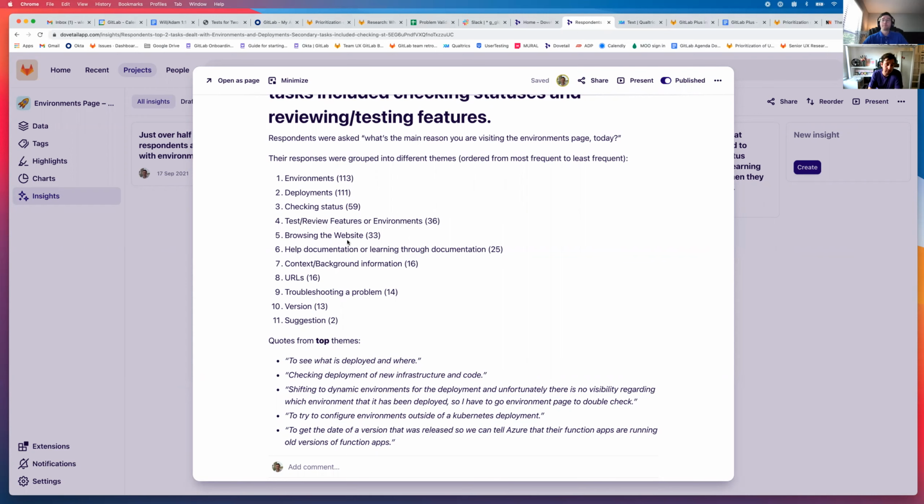And it makes sense that checking status is at the top, because knowing what is live is one of the big reasons people go to the environments page. So it makes sense that it came up so high. Yeah, I think that's a good point that you brought up, that these two, number 3 and number 10, are quite related. As I was going through the data, context and background information also kind of falls into that. So I think there's a lot of situations where people are just looking for very specific information that they're trying to reference, so they can know that everything's good to go.